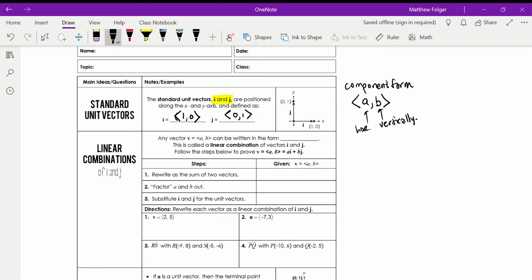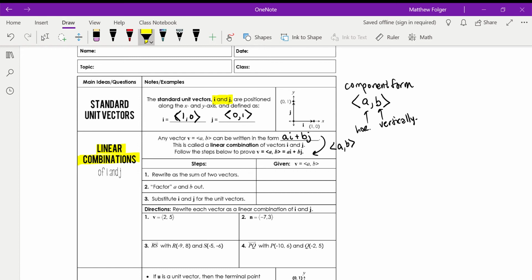So now, if you use those, then any vector can be written in the form ai plus bj. Now, ai plus bj is the same thing as the component vector a, b. It's just written as you're moving a in the i direction, or in the right or left direction, and you're moving b in the up or down direction. This is called the linear combination. If it ever says write the linear combination, or you're given a combination of i and j with a plus, then that's what you need to do.